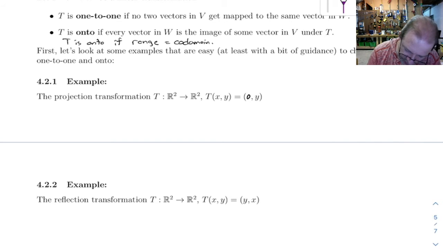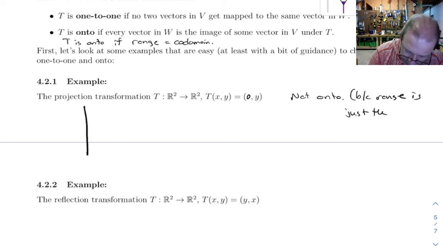This first linear transformation maps R2 to R2, T of (x, y) is equal to (0, y). Now, you could probably look at this immediately and say this is not onto, because we can't get everything in the plane as the output of this function. The only things we're going to get as output are vectors with the x-coordinate of 0. So this is not onto, because the range is just the, let me draw a picture.